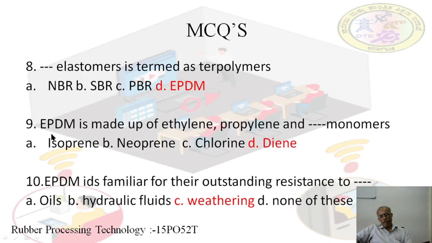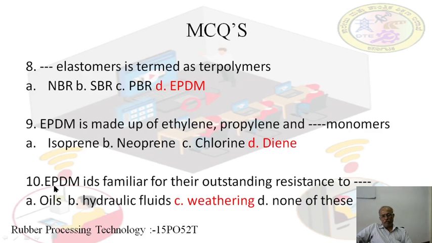Next, ninth one: EPDM is made up of ethylene, propylene, and dash monomers. Option A, isoprene; B, neoprene; C, chloroprene; D, diene. Which answer is correct? That is D, diene. So the terpolymer is ethylene, propylene, diene. Diene is the right answer.